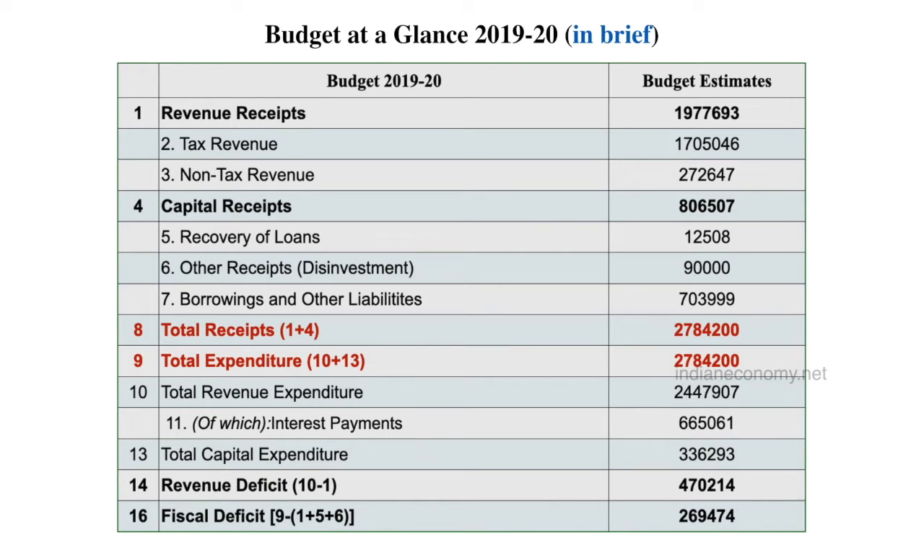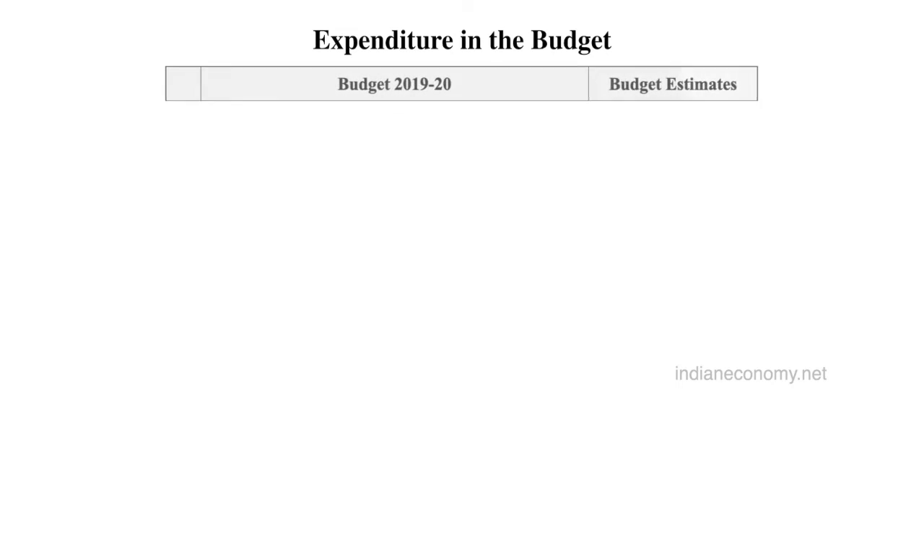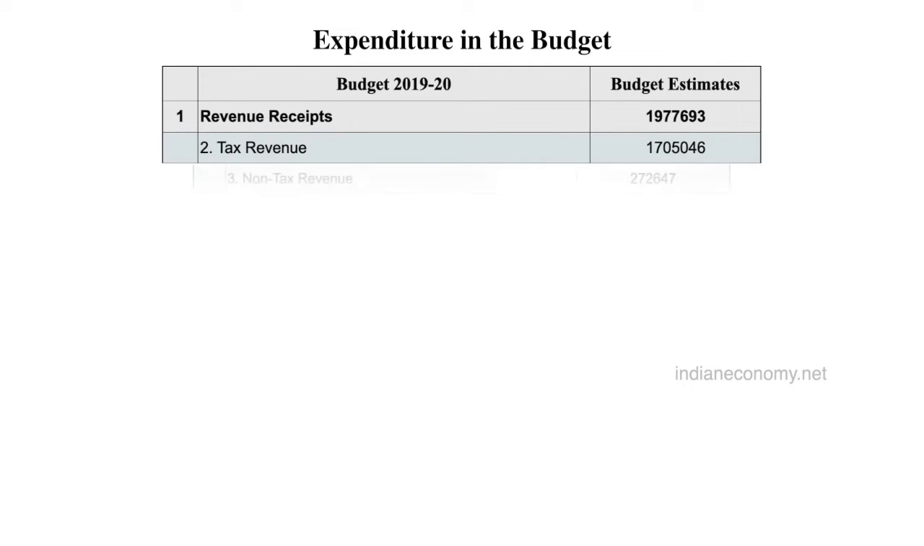So the total receipts and total expenditure show the size of the government's budget. What is the size of the government budget for 2019-20? It is 27,84,200 crores rupees. Now we are coming to the expenditure side of the 2019 budget.